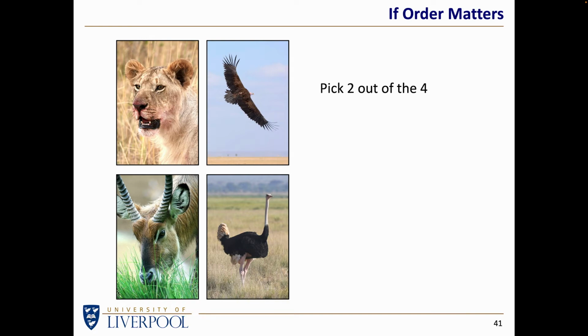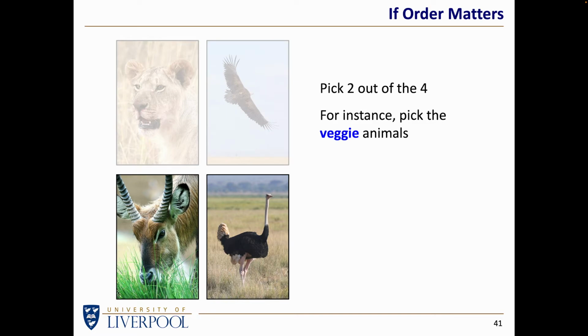Out on the Serengeti, we have 4 sets of animals. What we're going to do is take 2 of them and corral them separately. We're going to go out there in a van and capture them and move them to one side. So let's pick 2 out of the 4. For instance, take an example. Let's pick the vegetarians. So we're going to go out there and pick the vegetarians and put them to one side. We're now saying, right, we've got 2 animals, the waterbuck and the ostrich.